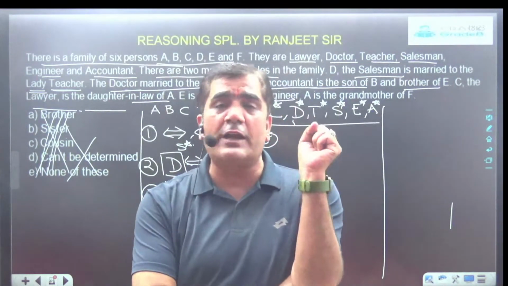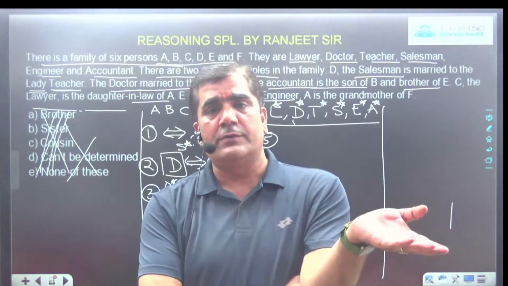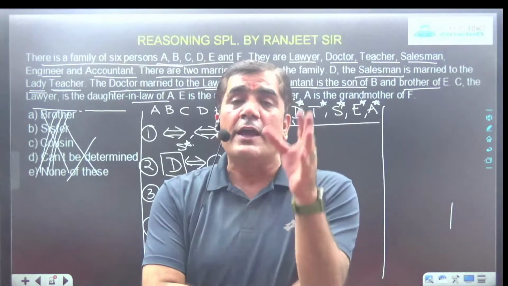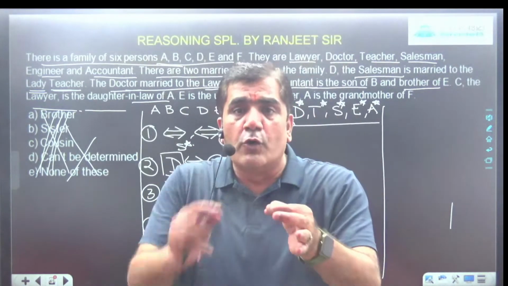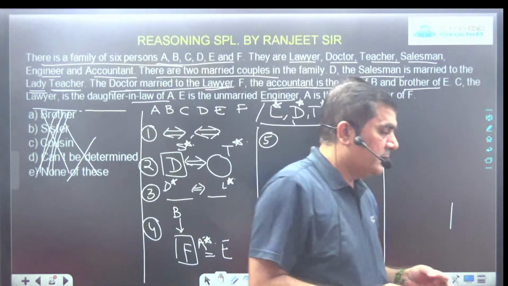So who is called a daughter-in-law? Daughter-in-law is nothing but son's wife. Since C is the daughter-in-law of A, A must have one son, whose wife is given to be C, who is a lawyer. Clear?